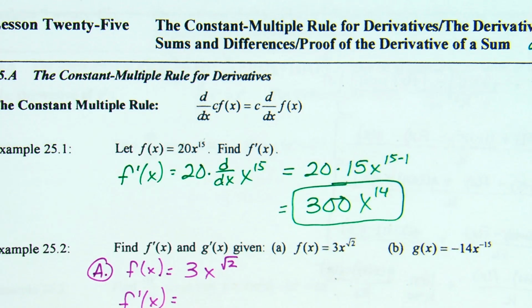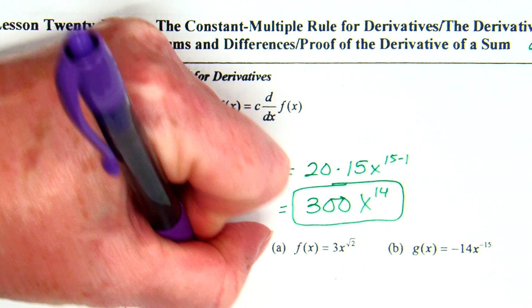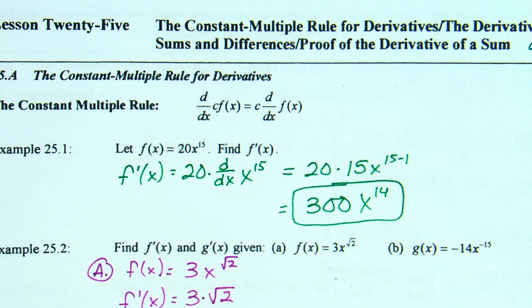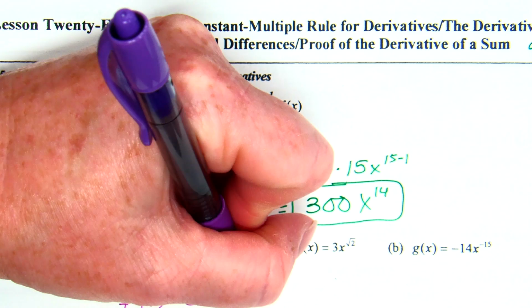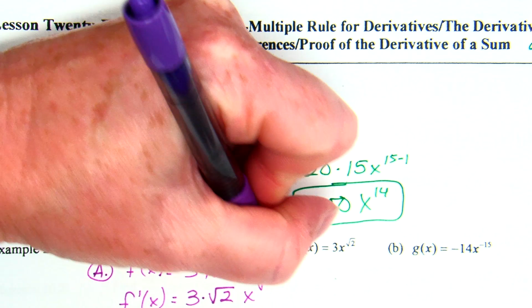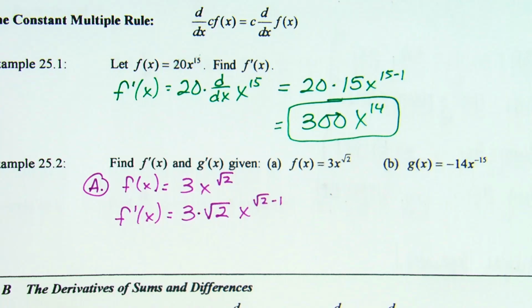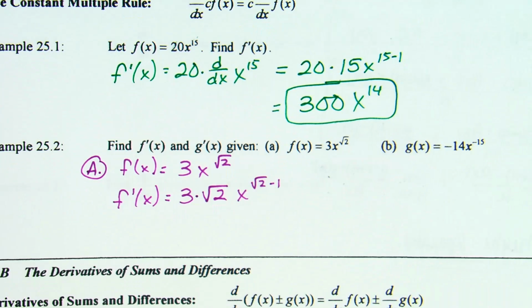If we take x to the square root of 2, multiplied by 3, the 3 is going to stay. Then we're going to bring that square root of 2 out front. So it's 3 times the square root of 2, multiplied by x to the square root of 2 minus 1. Okay, can I subtract square root of 2 minus 1? No, not unless we're going decimals, right? So we're just going to leave it at square root of 2 minus 1.